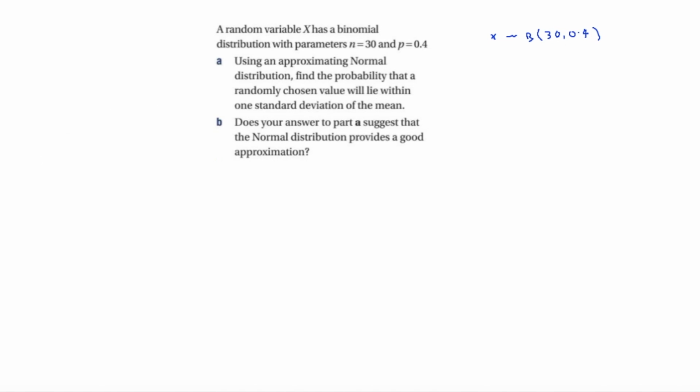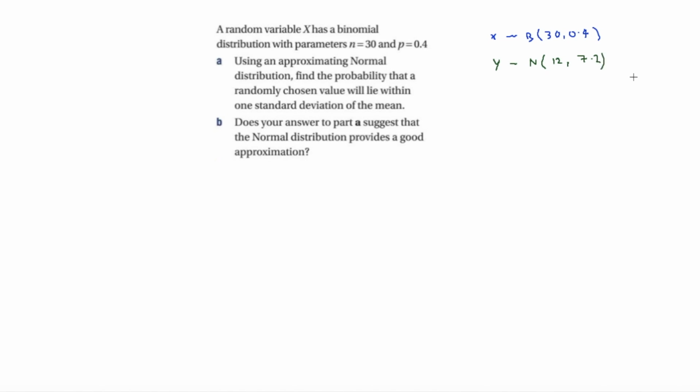So the first thing we have to do here is again change it into the normal distribution, so that Y is normally distributed. 30 times by 0.4, that's going to be 12. And 30 times by 0.4 times by 0.6 is going to be 7.2. Remember, that is the variance.